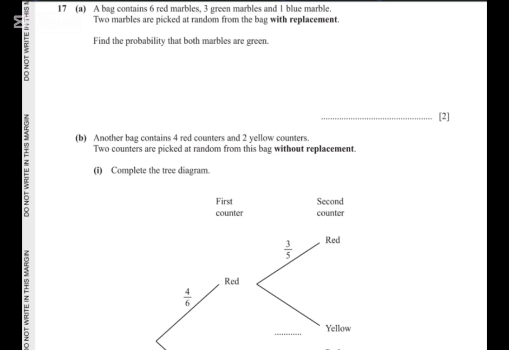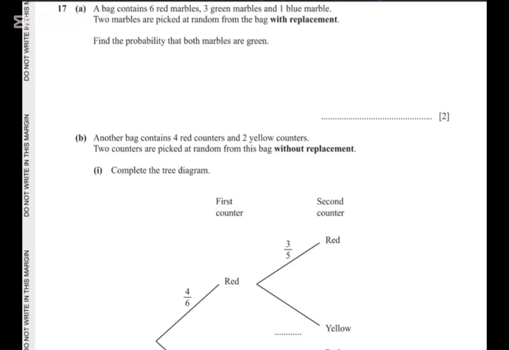Question number 17. A bag contains 6 red marbles, 3 green marbles, and 1 blue marble. So these are the marbles in a bag. 2 marbles are picked at random from the bag with replacement. So here with replacement means if suppose the red marble is picked, it is again put back into the bag. That is replacement. Find the probability that both marbles are green.